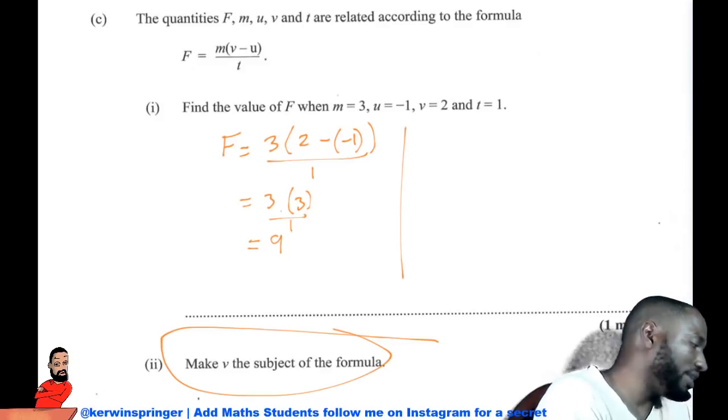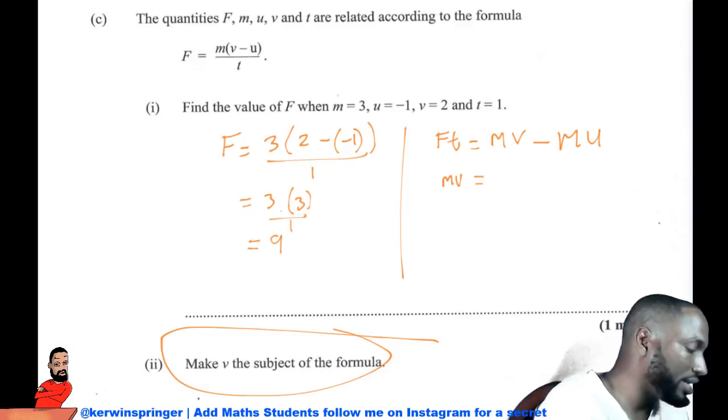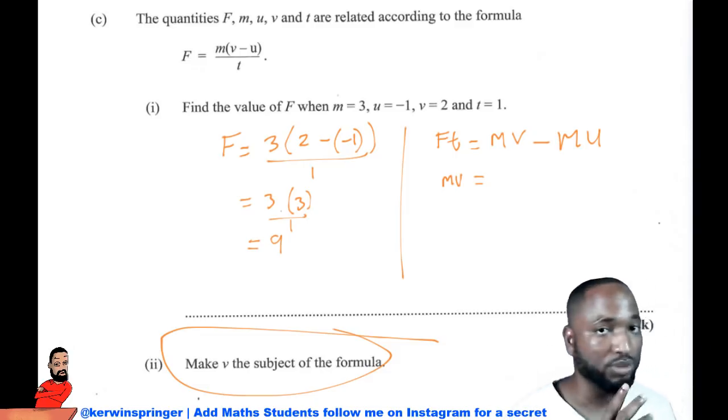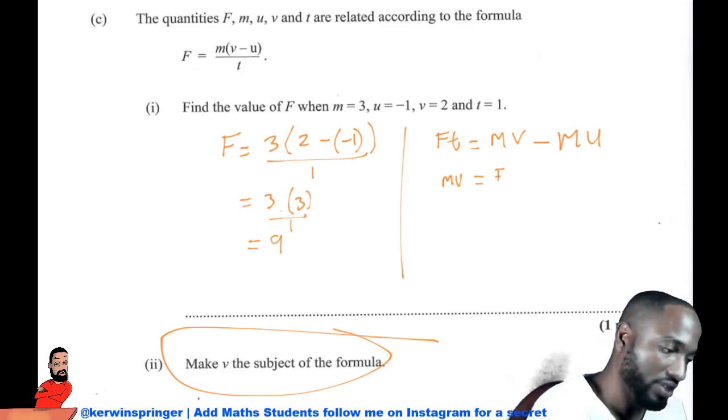So, your next line is going to be Ft will be equal to, and I expand those brackets, M. Notice I brought up the T one time, Mv minus Mu. So you'll have Mv, I'm going to swap the two sides. Skipping some steps here, hopefully people still keep up. Is equal to Ft.